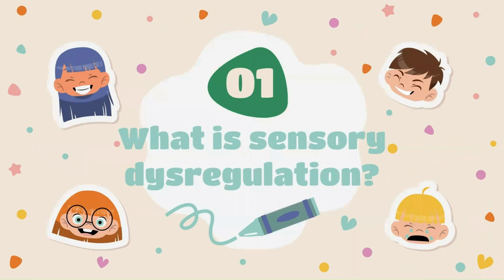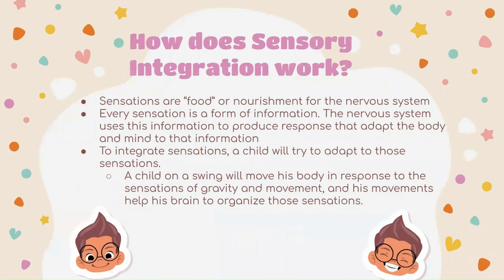What is sensory dysregulation? How does sensory integration work? Sensations are food or nourishment for the nervous system. Every muscle, joint, vital organ, bit of skin, and sense organ in the head sends sensory inputs to the brain. Every sensation is a form of information. The nervous system uses this information to produce responses that adapt the body and mind to that information.